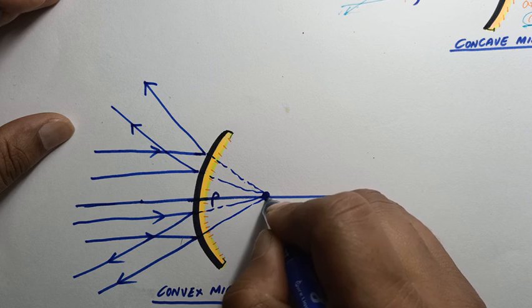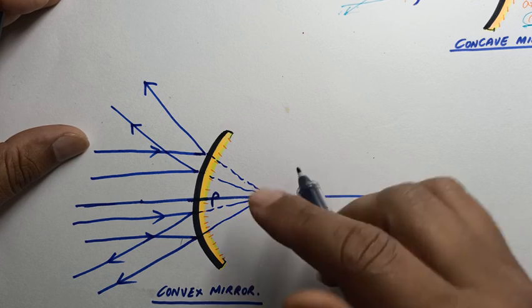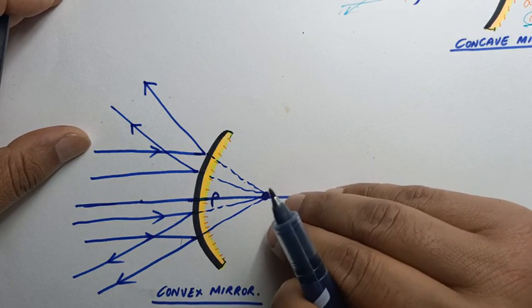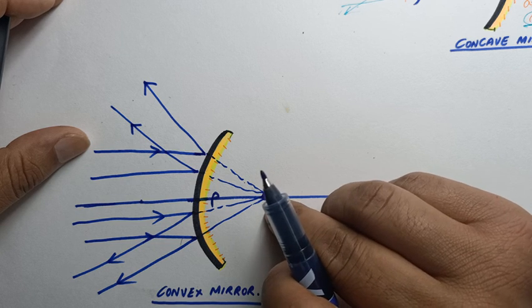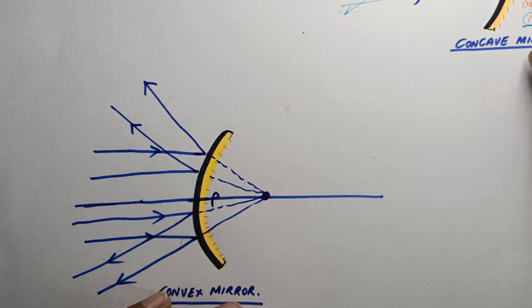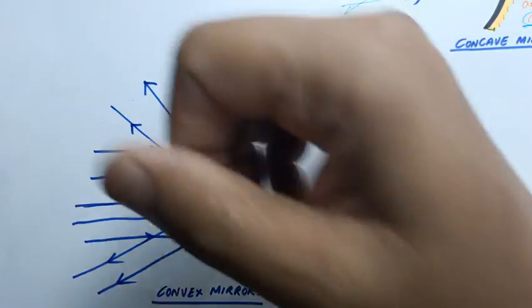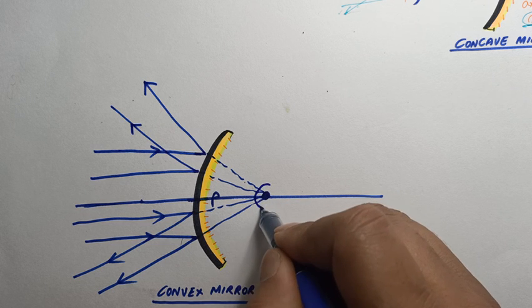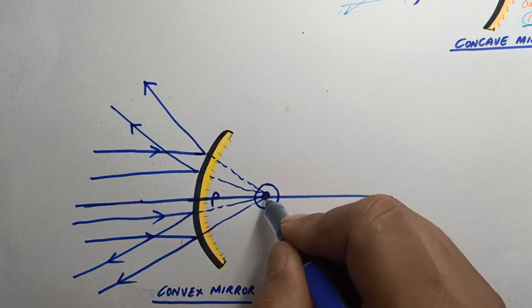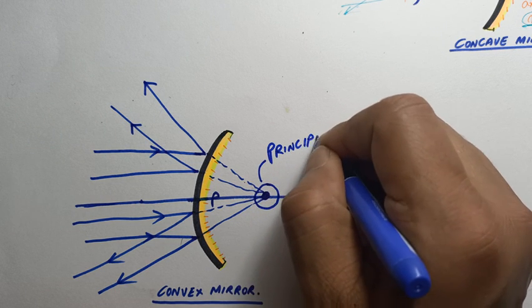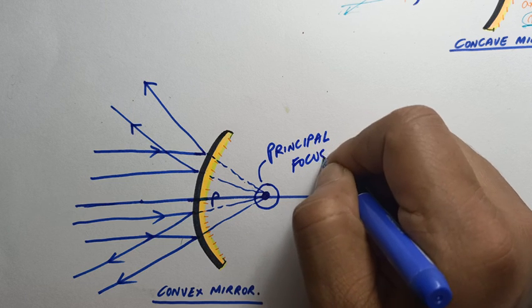Now this point, from where all the rays of light appear to diverge, you have to imagine as if the rays of light are originating from this point, and from this point the rays of light appear to diverge, move out. So this point on the principal axis from where all the rays of light appear to diverge, now this is called as the principal focus of a convex mirror.